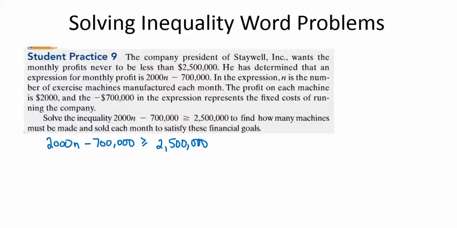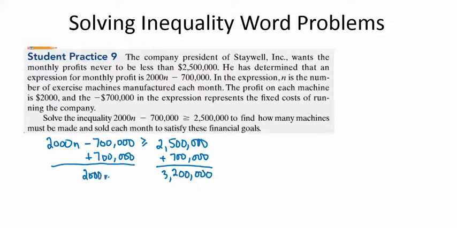So once we have that set up, it's pretty straightforward. We're going to solve this the way we have solved all of our inequalities. We're going to add 700,000 to both sides, giving us a total of $3,200,000 on the right side. And what that means is that if you want to make a profit of $2,500,000, you have to sell enough machines, which would be $2,000 per machine times N, to make up not only the $2,500,000 that you want to earn in profits, but to make up the $700,000 in operating costs that you're going to incur.